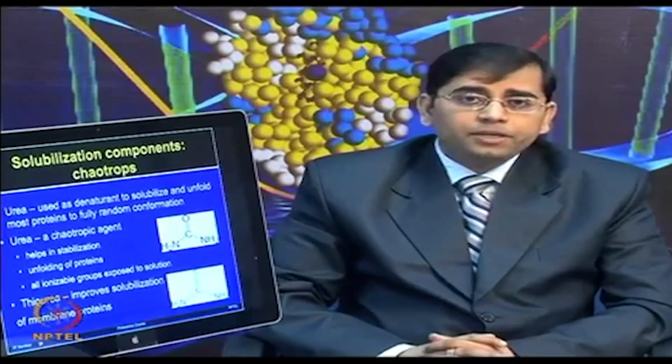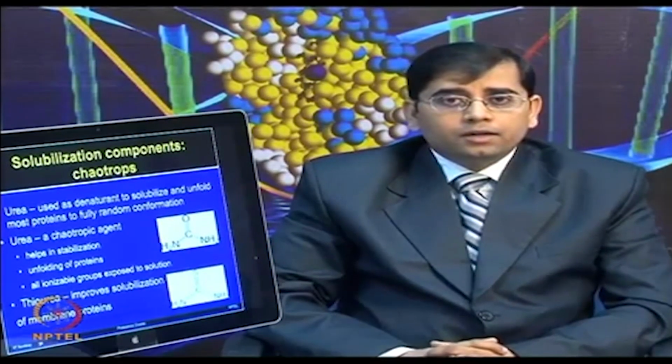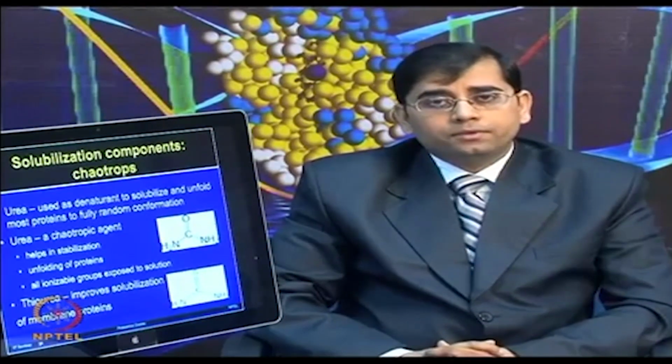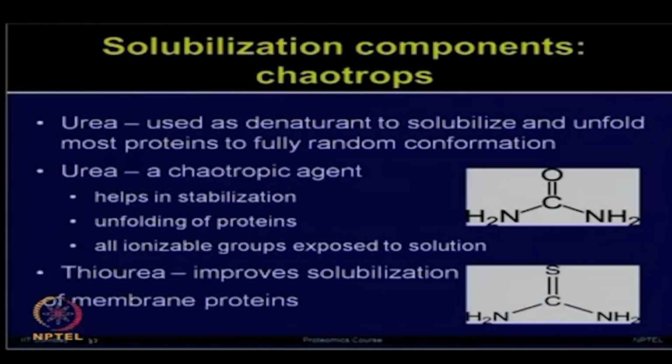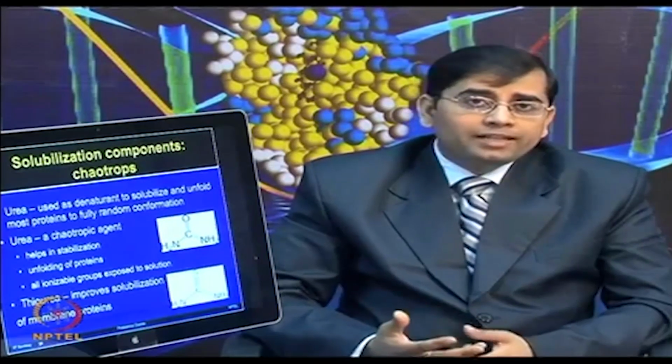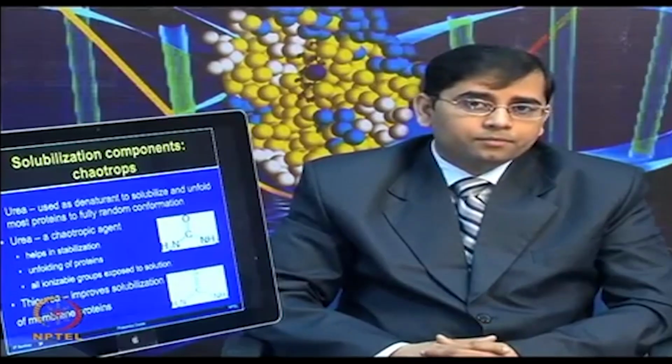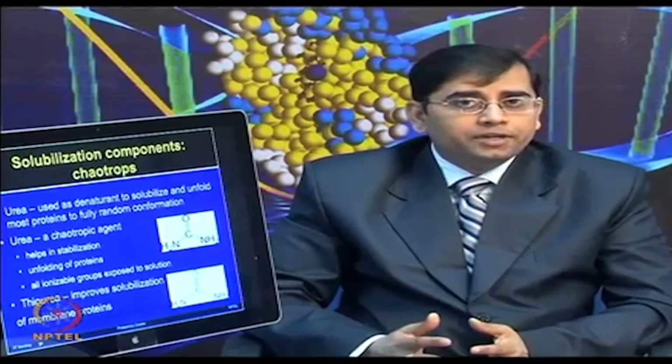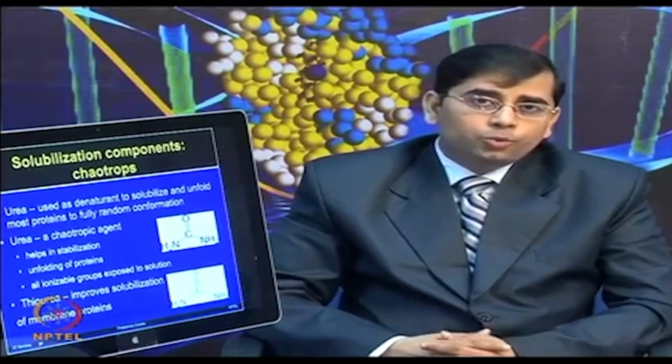Let us discuss the different components used in solubilization one by one. First of all, let us talk about chaotropes, urea and thiourea. Urea is used as a denaturant which can solubilize and unfold most proteins to fully random conformations. Urea is a chaotropic agent which helps in unfolding proteins, so that all the ionizable groups are exposed to the solution. Thiourea improves solubilization of membrane proteins more specifically. Mostly urea and thiourea are mixed together during the solubilization step.